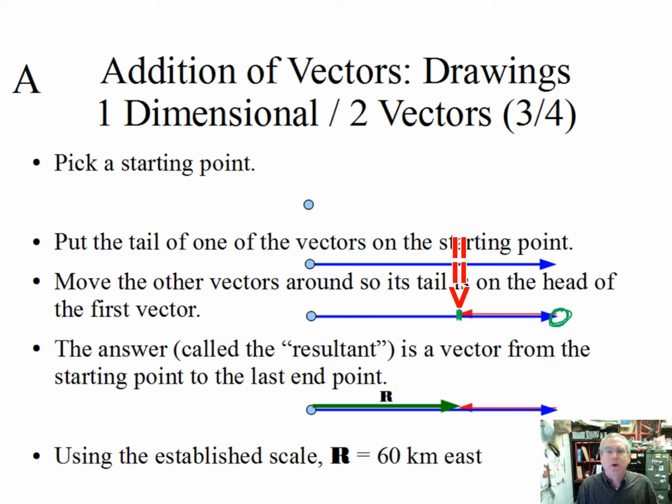The resultant is where you are relative to where you started. So we started here, and we ended up there, as represented by the solid green arrow with the bold-faced R. I'm using bold-faced here to represent vectors because the equation editor in the Microsoft products is frustrating, so I'm just sticking with bold for this. So I ultimately end up with 60 kilometers east, because I end up 60 kilometers east from where I started.